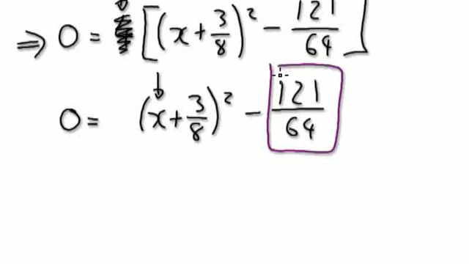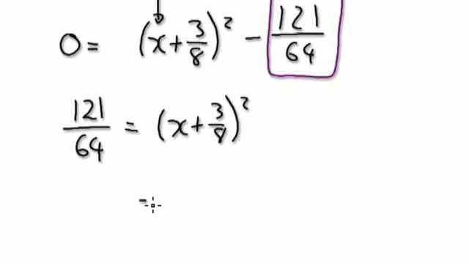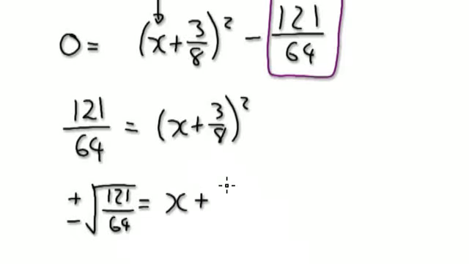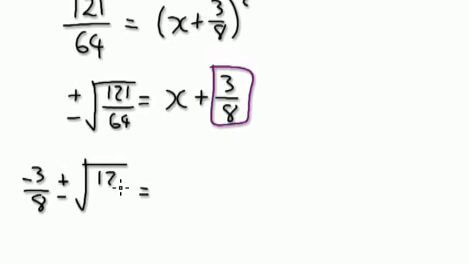So add this block to both sides. This would be 1 and 1 over 64 equals (x plus 3 over 8) squared. Now square root both sides. So this would be plus or minus the square root of 1 and 1 over 64 equals x plus 3 over 8. Now take away this block from both sides. So this would be minus 3 over 8 plus or minus the root of 1 and 1 over 64.